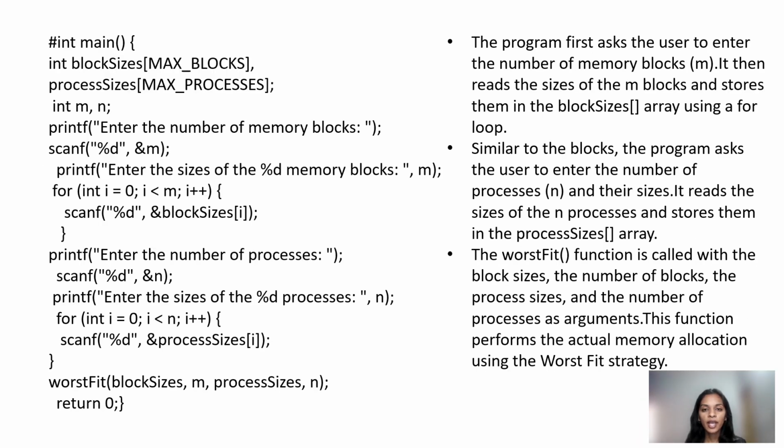Here the program first asks the user to enter the number of memory blocks, m. It then reads the sizes of the m blocks and stores them in the blockSizes array using a for loop. Similar to the blocks, the program asks the user to enter the number of processes and their sizes. It reads the sizes of the n processes and stores them in the processSizes array. The worstFit function is called with the block sizes, the number of blocks, the process sizes, and the number of processes as arguments. This function performs the actual memory allocation using worst fit.